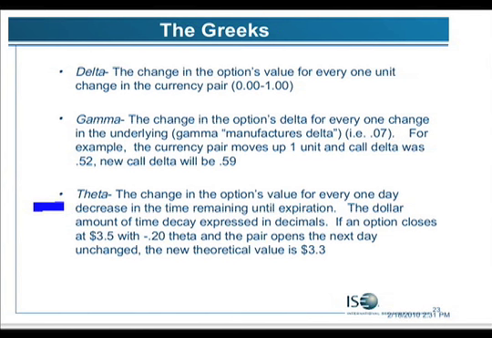Of course, that benefits sellers. If you think about it, best friend of a seller is the theta. The best benefit for the buyer is going to be the rapidly changing delta or gamma.